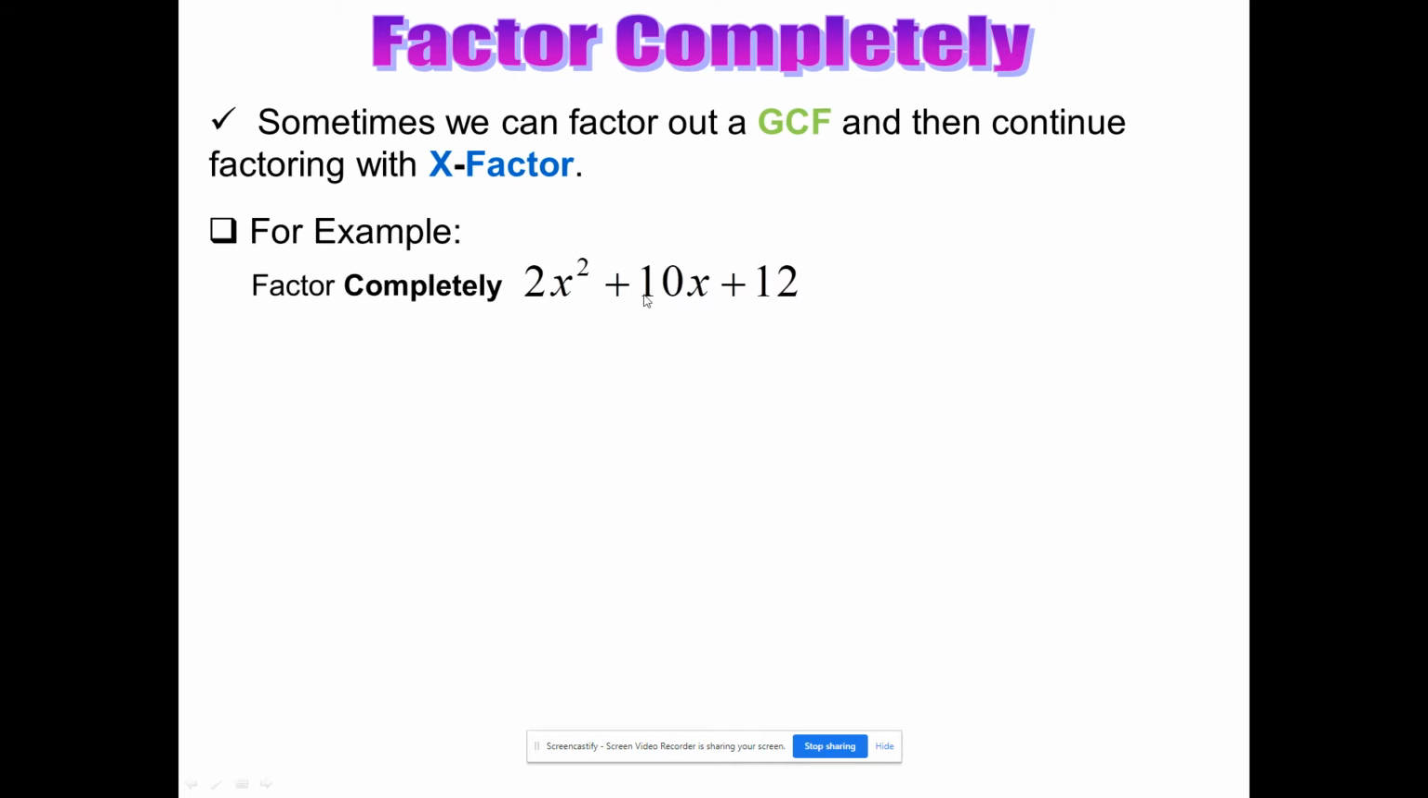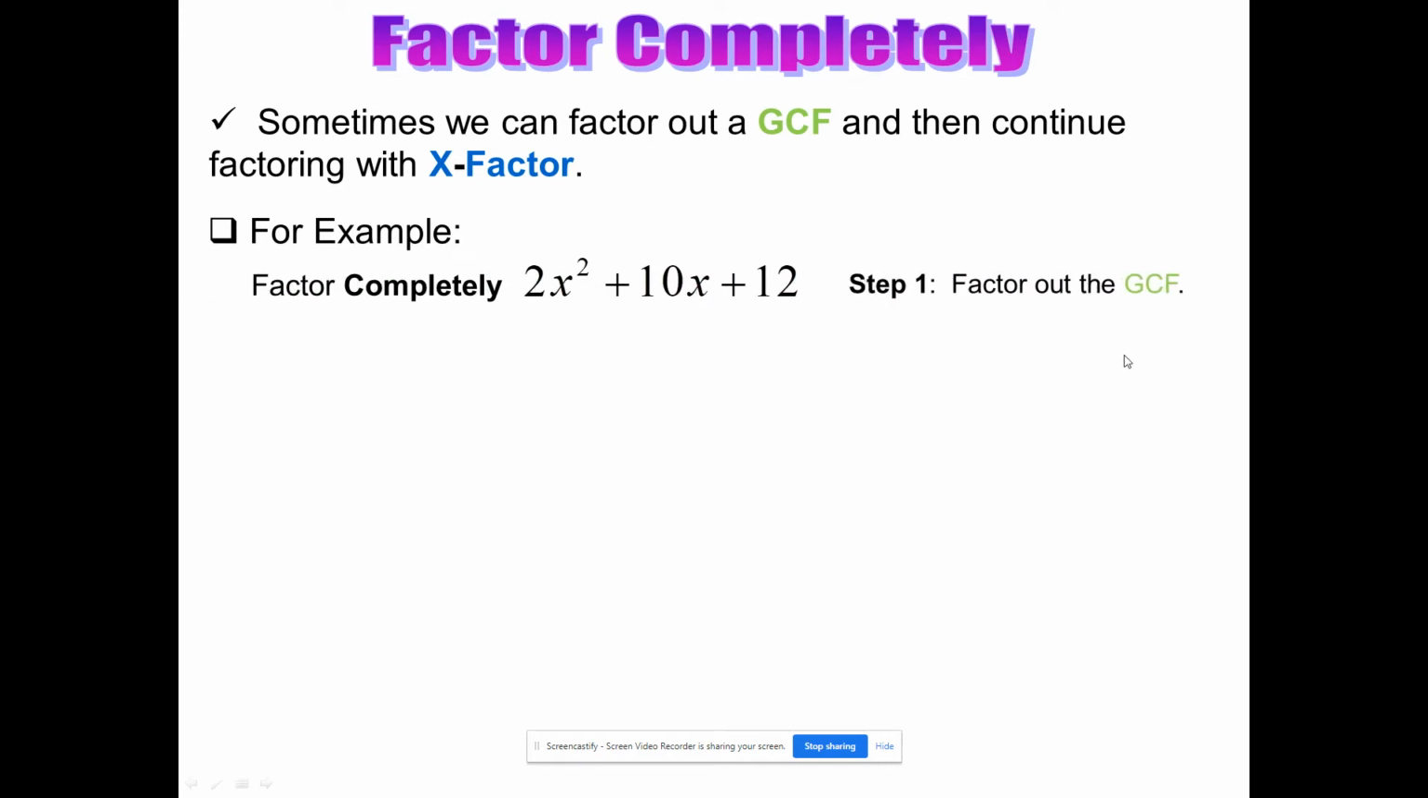all three terms and determine if there's something you can take out. Okay, this has an x squared, this has an x, this doesn't. So I know there's no x I can take out. But there's a 2, there's a 10, and there's a 12. So they're all even numbers, which means I can at least take out a 2. And it just happens to be that you can take a 2 out of every single one of these terms.